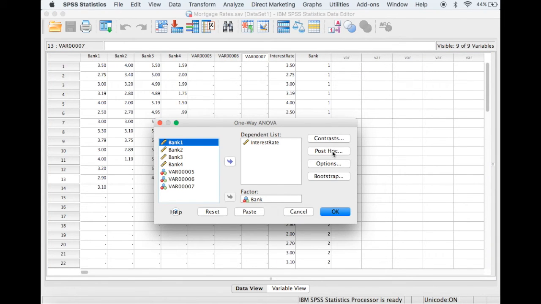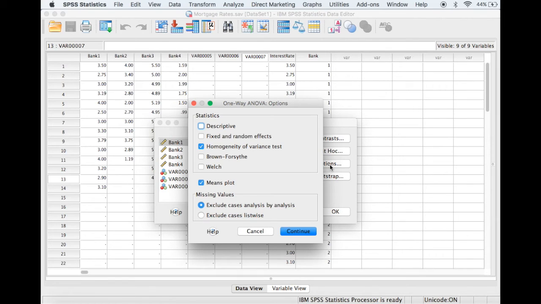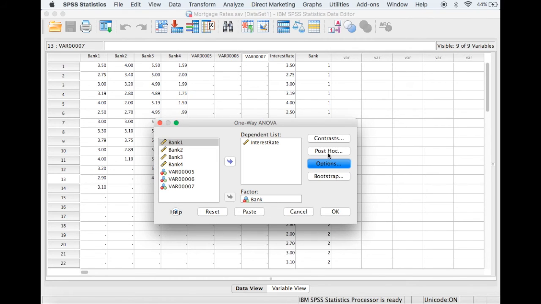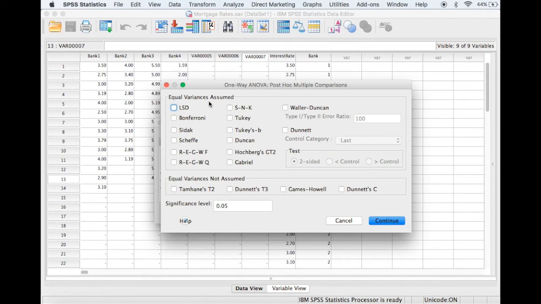Actually, before we do the post-hoc test, I just want to make a quick remark. We've got homogeneity of variances, but if we didn't have this, then we would use the Brown-Forsythe and Welch tests. But we've got homogeneity of variances, so we will go back to post-hoc testing. In the post-hoc test, we've got some options for equal variances assumed and equal variances not assumed. We've got equal variances, so we will select a test from this box.